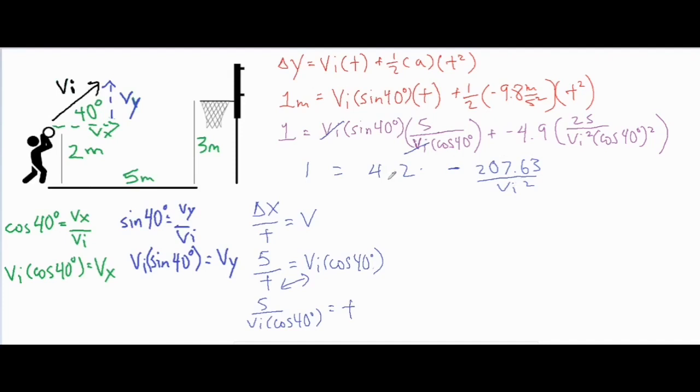So if I go ahead and subtract the 4.2 from both sides, then it leaves me with negative 3.2 on the left side of the equal sign. And then on the right side of the equal sign, I still have my negative 207.63 divided by VI squared. So I can go ahead and cross multiply these two.